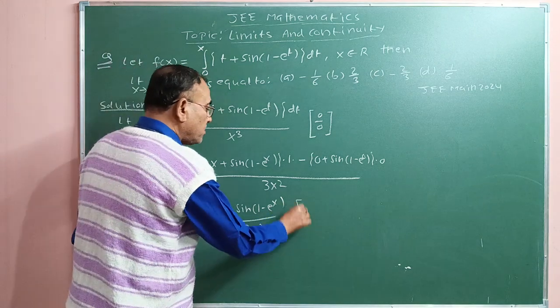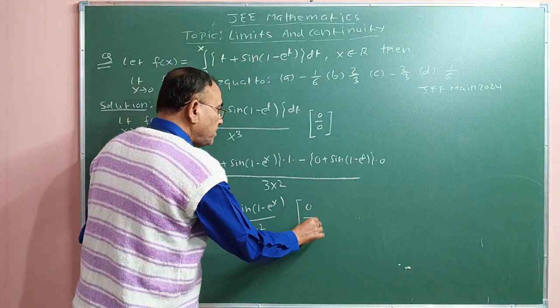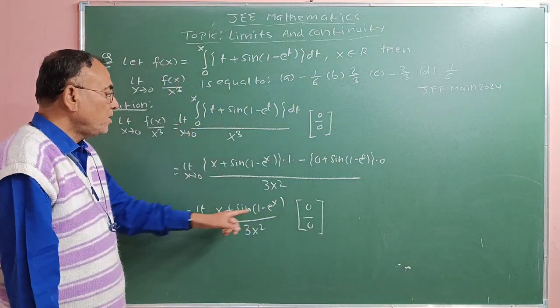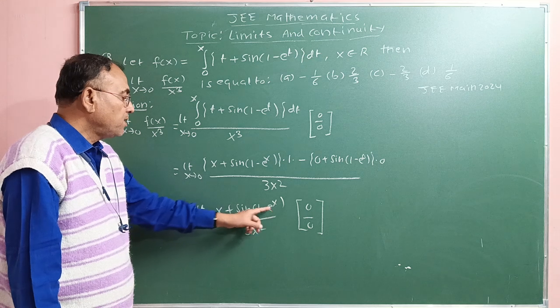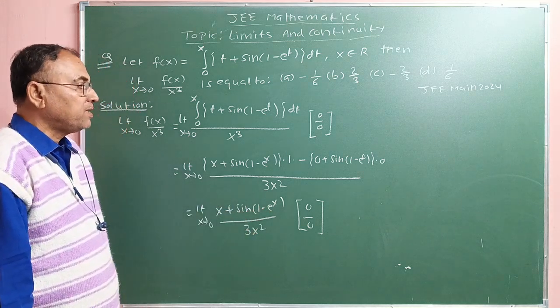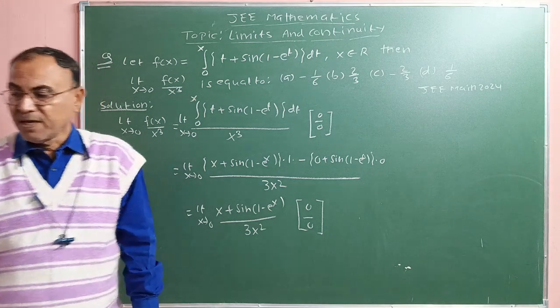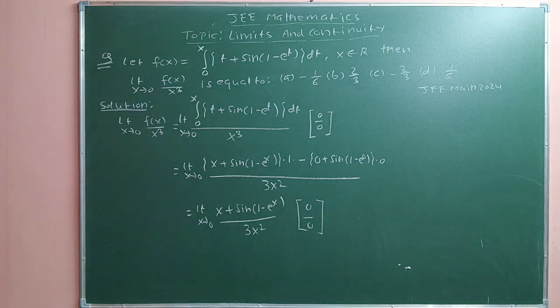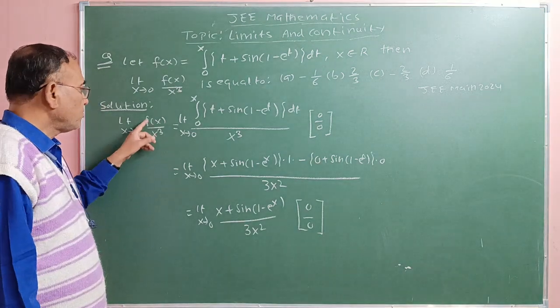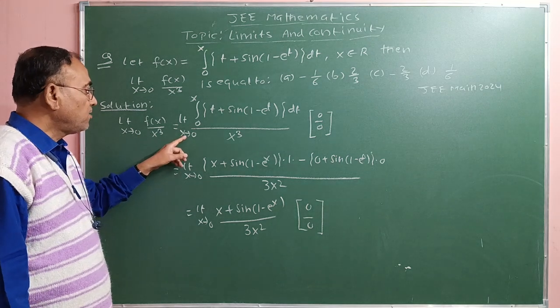This is also in the form of 0 by 0. Replace x by 0: e^0 is 1, 1 minus 1 is 0, sin 0 is 0, so 0 by 0. Again using L'Hospital rule, we will use L'Hospital rule once again.